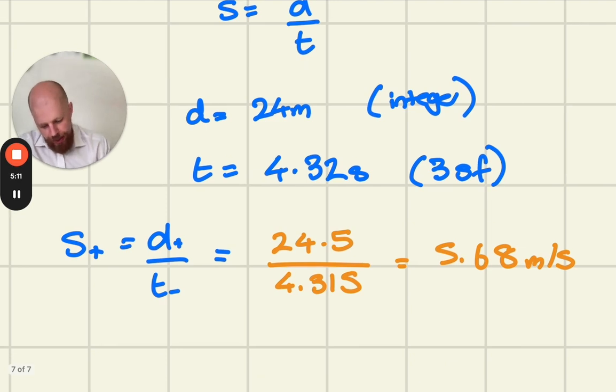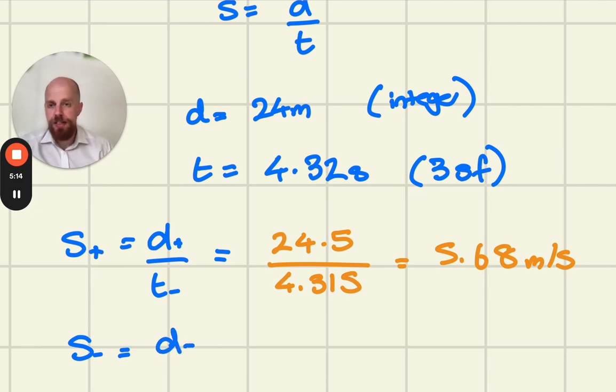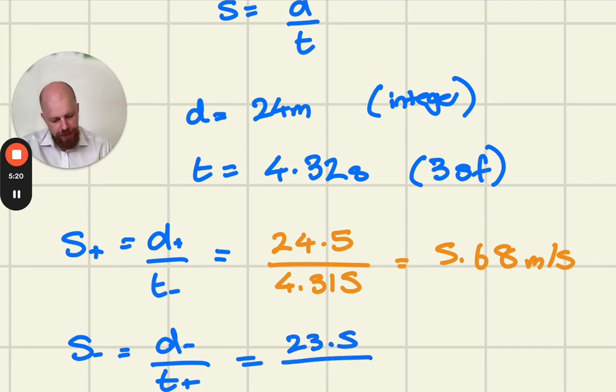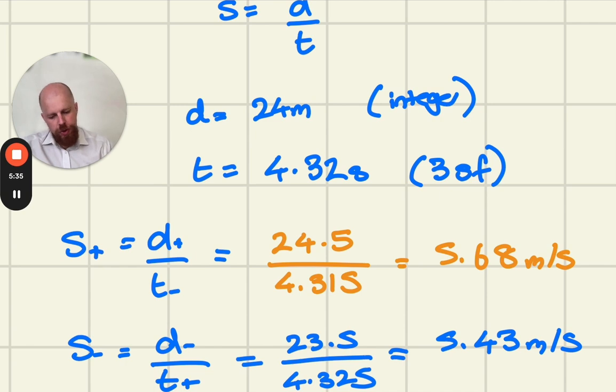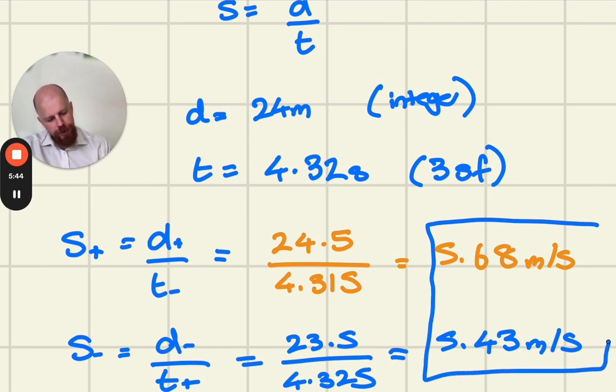If I wanted to find the lower bound of the speed, I'd do the lower bound of the distance, the shortest distance, and the largest time. So I'd do 23.5 divided by 4.325. You're going to travel the shortest distance in the longest possible time. Put that in our calculator, and we get 5.43 meters per second. So we know that if I travel 24 meters, correct to the nearest integer, in 4.32 seconds, then my speed is going to be somewhere between these two. The actual speed I'm going is dependent on exactly how far I go and exactly how long it takes me. We just have an approximation.